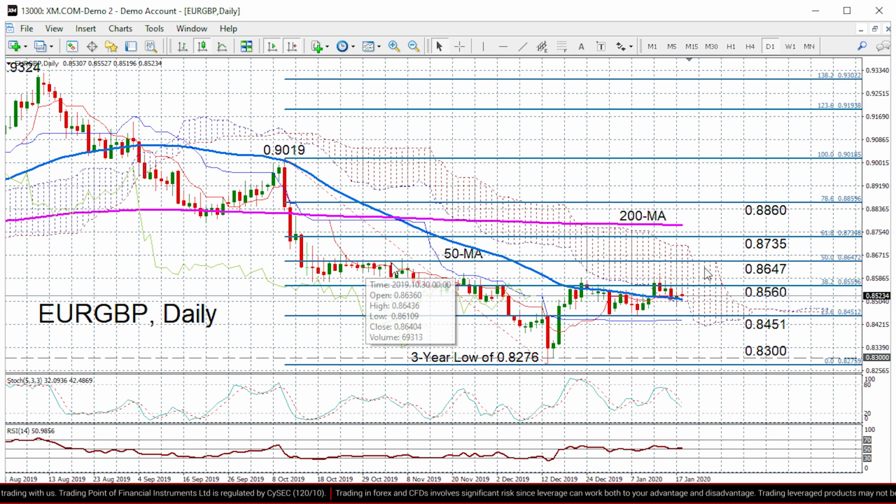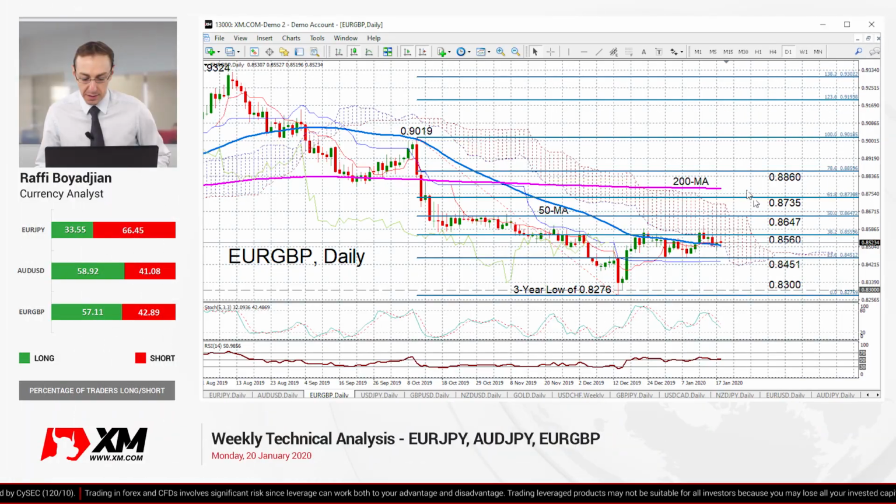If that is cleared, it would take prices above the Ichimoku cloud, and we would see a strengthening of the positive picture, and then higher up, the next target would be 0.8778.